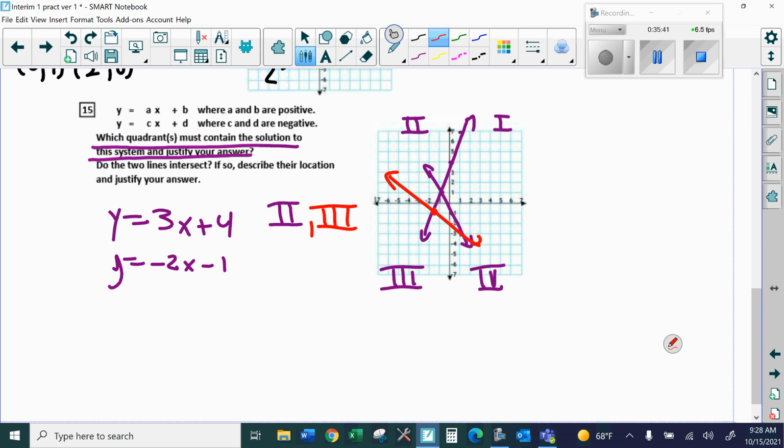Do the two lines intersect? Yes, they do, because one's a positive slope and one's a negative slope. If so, describe their location, justify your answer, justify your answer that they intersect because these slopes are not the same. Okay, so they therefore intersect. Again, it'd be quadrants 2 or 3 for that.